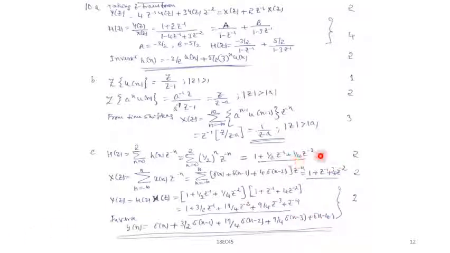So you take the Z transform of h(n), 2 marks. Take the Z transform of x(n), 2 marks. Then application of the convolution property and multiplication there carries 2 marks. So the total will be 6 marks. So this is about the question paper and scheme of the December 2019 paper.